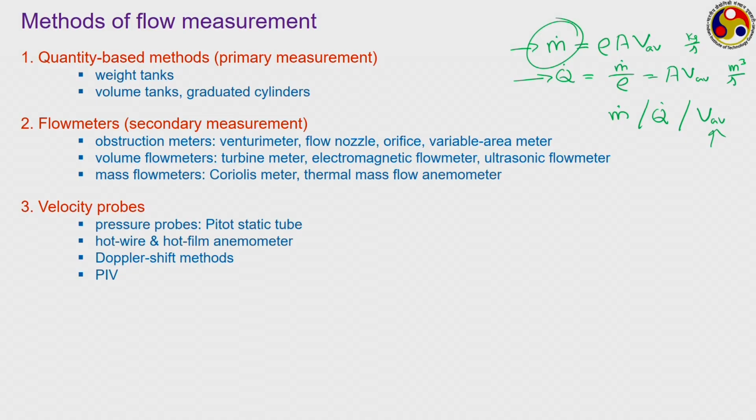We can also have hot wire and hot film anemometers. We can have Doppler shift based methods. We can have PIV, particle image velocimetry. We shall be talking about this one in later lectures.